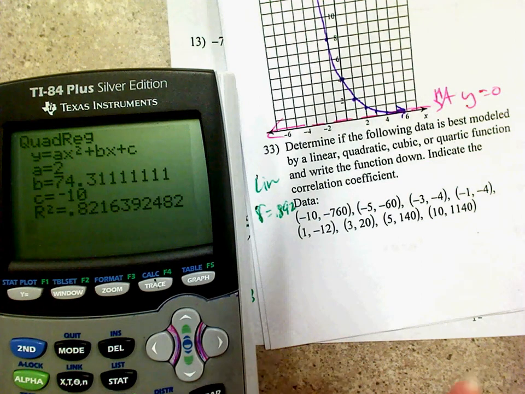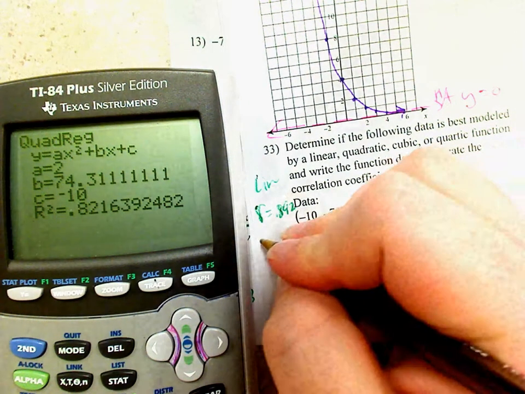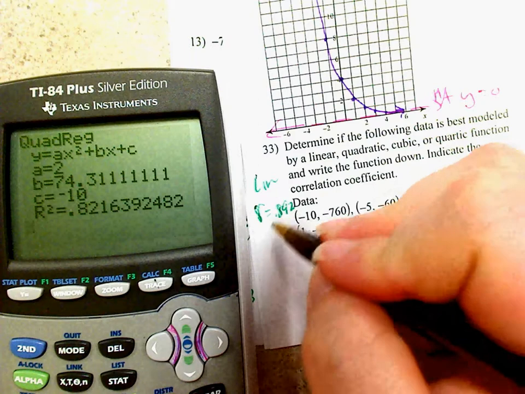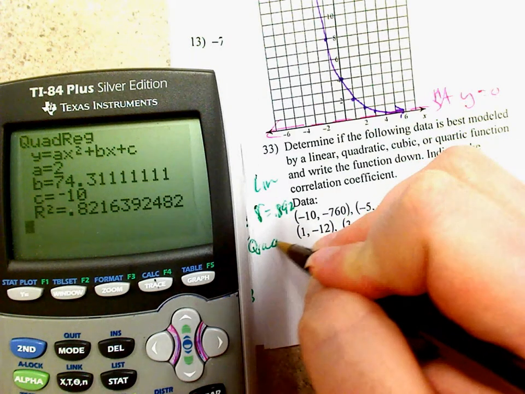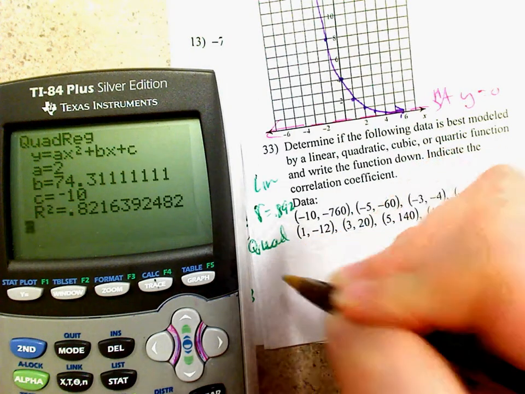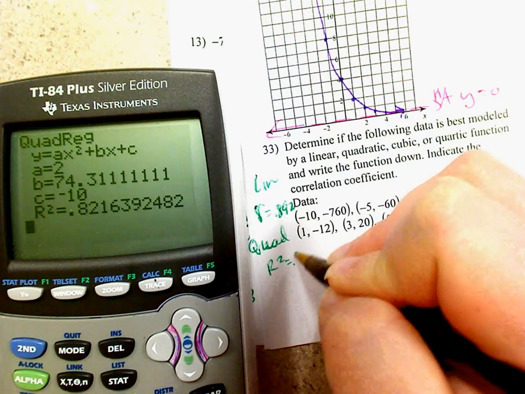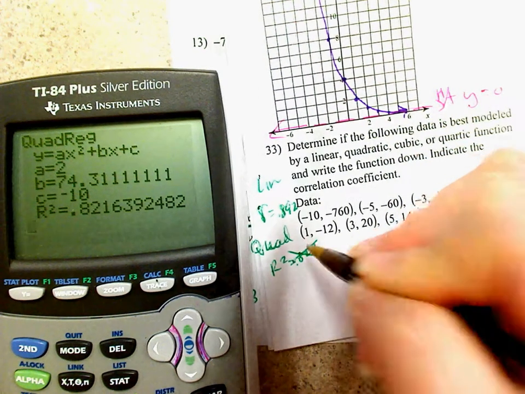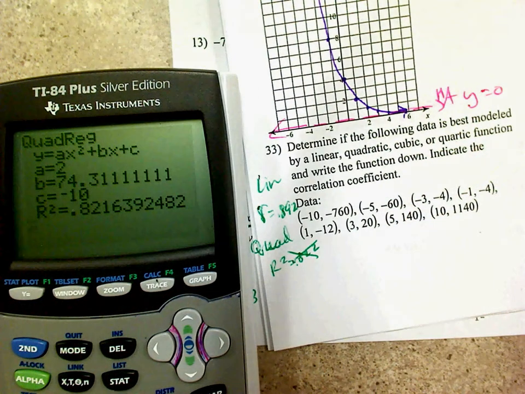So for quadratic, I got that r squared equals 0.822, which is not as good a fit as linear. So now I'm going to go and do cubic.